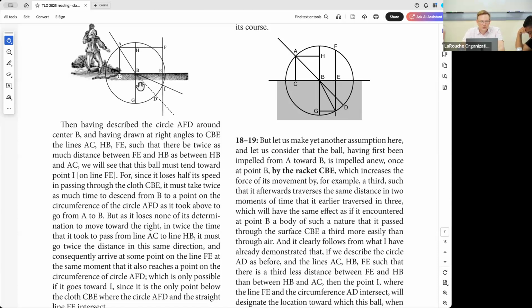Okay. So that's Descartes' reasoning that if the ball loses half of its speed, it'll end up here at point I. It moves twice as far to the right as it did before breaking through the cloth. This is twice as much as this distance, because since its speed was cut in half, it'll take it twice as long to reach the circle. And in that time, it will have gone twice as far to the right, and therefore this is where the ball will go.